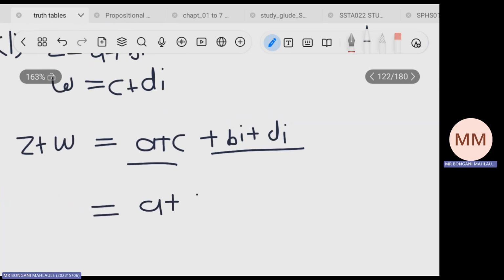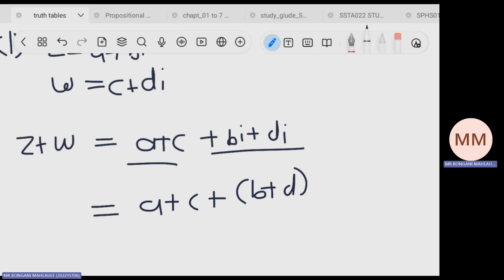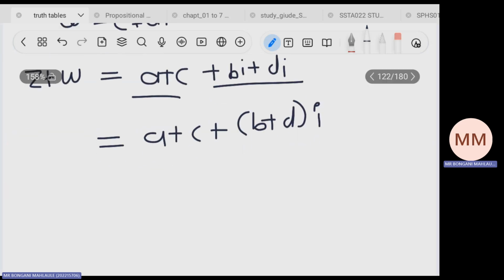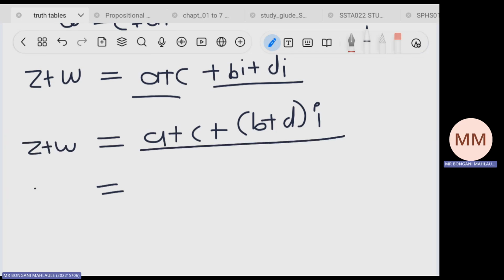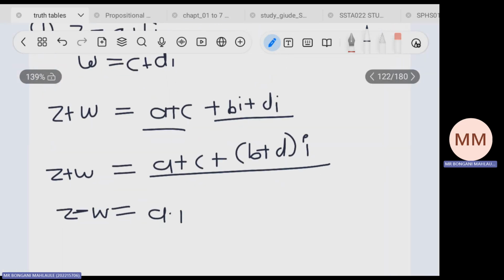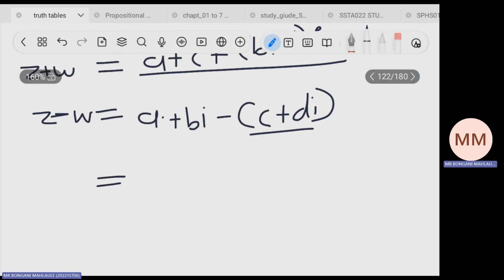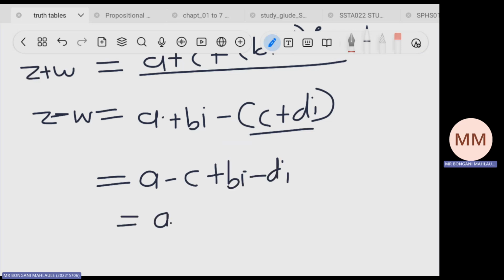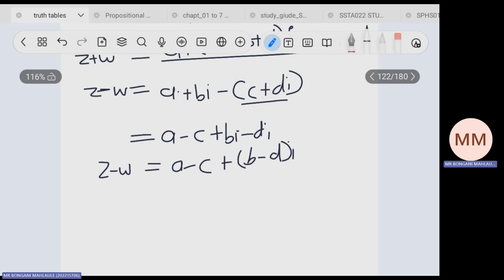So this will be a plus c plus, I can take out i, then this will be the same as, so this will be our final answer. And then we can also do z minus w, then this will be a plus bi minus c plus di. This is our w, and this will be a minus c plus bi minus di. So same thing, we'll group the real numbers together and the imaginary numbers together. So you'll have this as your final answer.